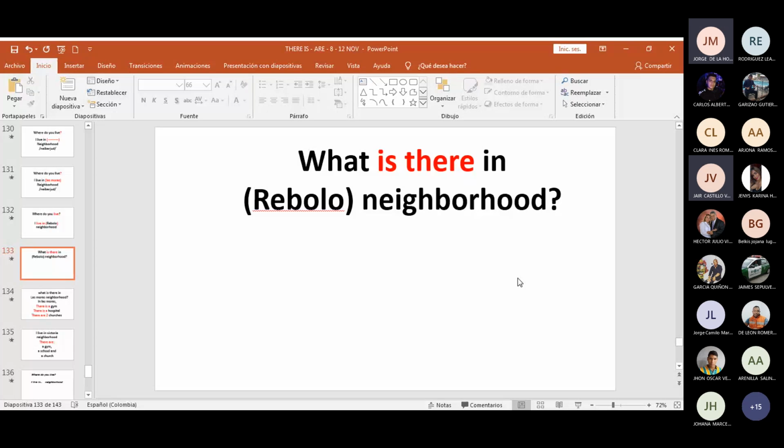There is the beach. No, there are. There are beaches. Okay, very good. So you give extra information. Dependiendo de la cantidad de lugares, usted va a utilizar el there is, usted va a utilizar el there are. So it's something that is very, very easy.